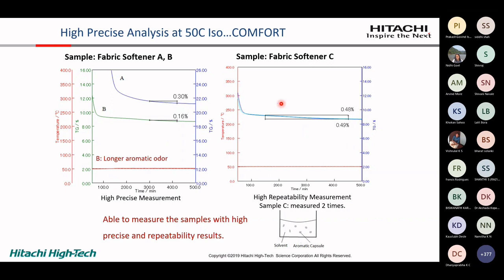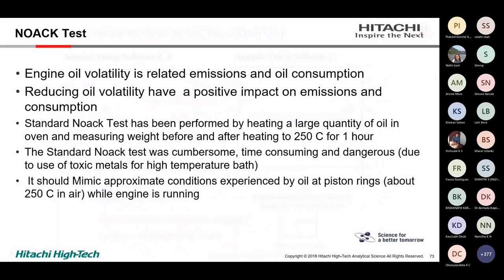Now, can you see over here? This fabric is held at 50 degrees Celsius for almost 500 minutes. You can see over here, it is losing 0.1% over a period of almost 500 minutes. That indicates you will have a feel of that fragrance when you are wearing the clothes, at least for a couple of hours, definitely. So such applications are also carried out by TGA.